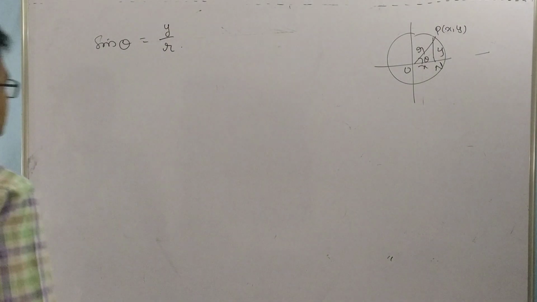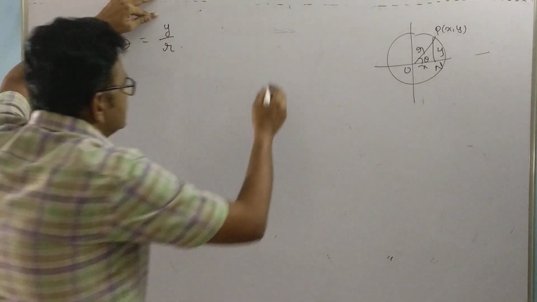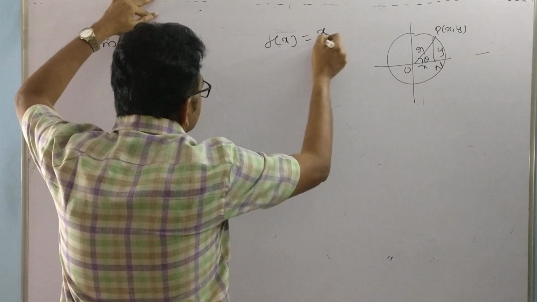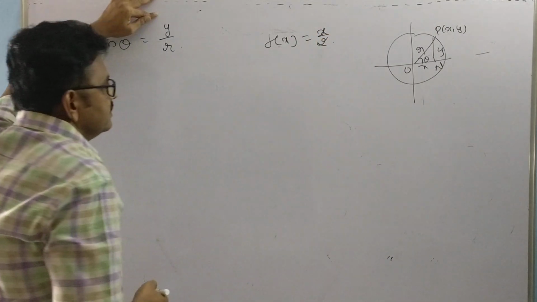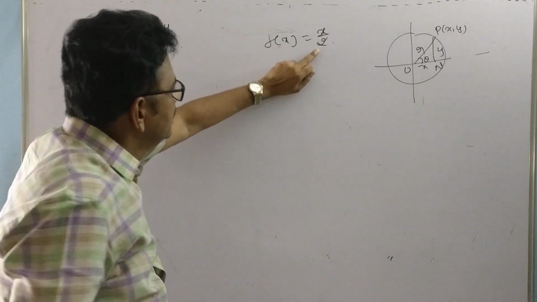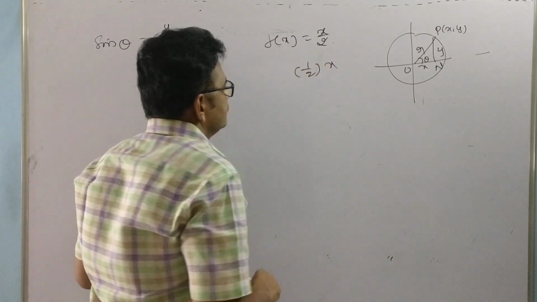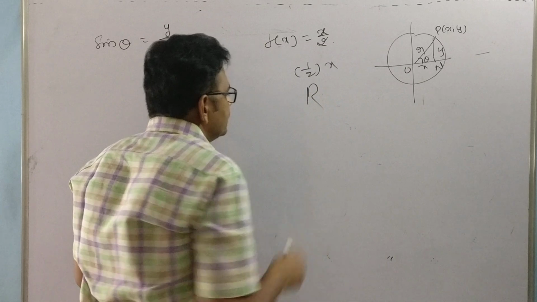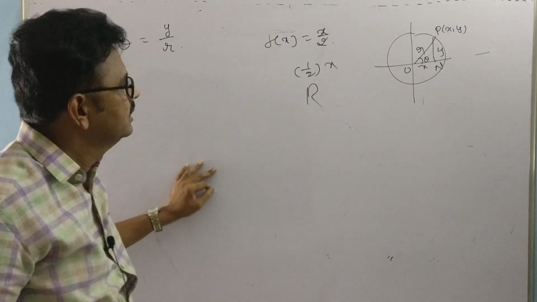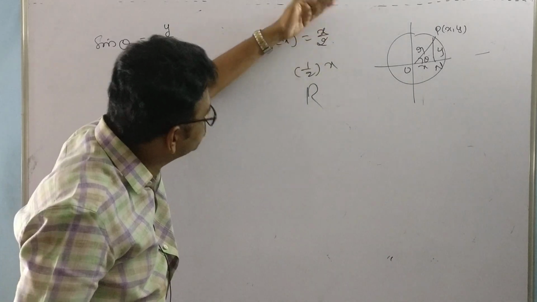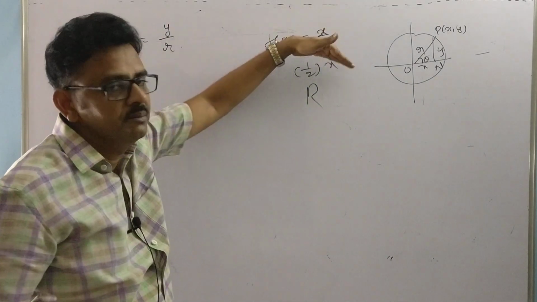Sine theta. So clearly, suppose what is the domain of the function f of x equal to x by 2? Domain. So 2 is always positive, so this is just like 1 by 2 into x. What is the domain? Set of all real numbers, because 2 is not equal to 0. If the denominator were x, that is 2 by x, in that case there is a problem.